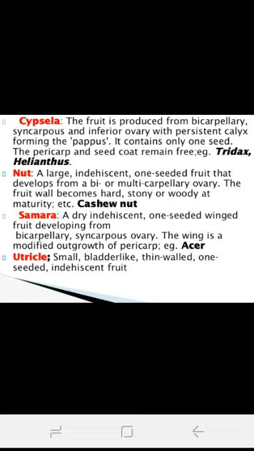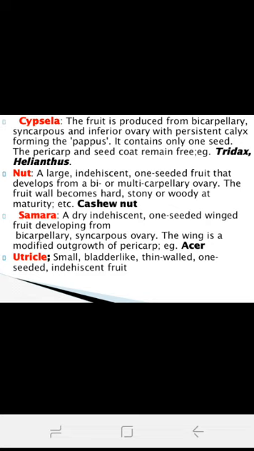The next is nut. You are familiar with the nut. That is an indehiscent one-seeded fruit developed from a multicarpellary or bicarpellary ovary. Its fruit wall is very hard, stony or woody at maturity. Example, cashew nut. When you observe a cashew nut, you can see its outermost cover is very hard, with a stony appearance. That is nut. It never dehisces.